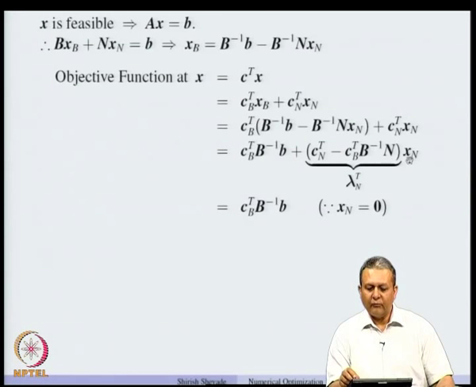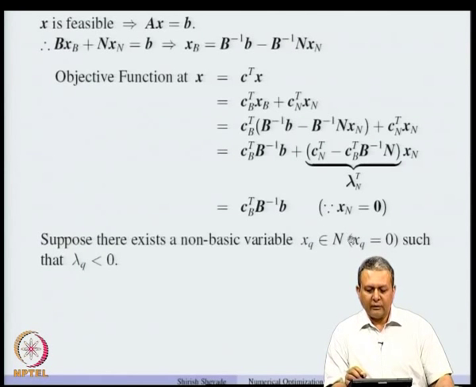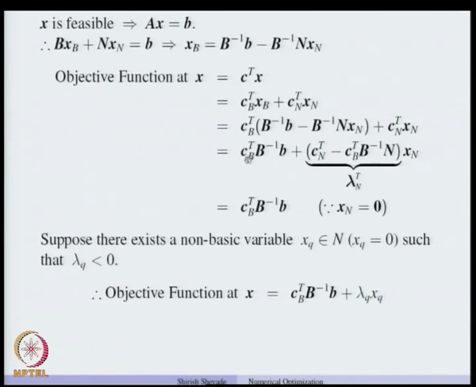note that all the non-basic variables are 0. So, xq also is 0. But if lambda q happens to be negative, then there will be a way to improve the objective function by making xq positive. So, let us see. Suppose that there exists a non-basic variable xq in the set N such that lambda q is less than 0. Now, since xq is in the non-basic variable set, the current value of xq is 0. Now, if we look at the objective function at x, it will be cB transpose B inverse b plus lambda q xq.